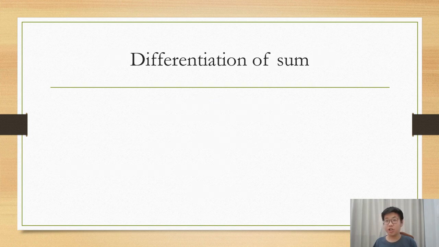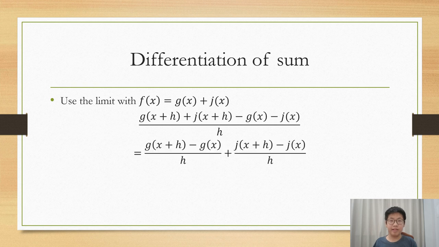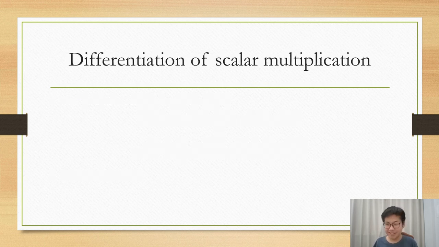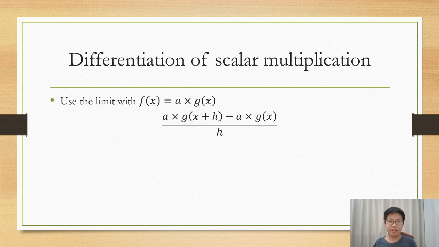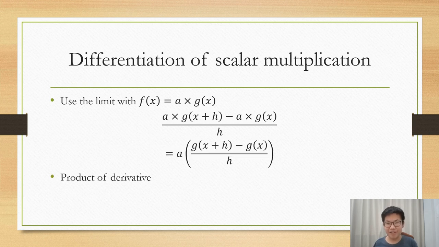How about differentiation on a sum? Use the limit with these. Now, look at this, and then it splits nicely into two derivatives. That's the sum of the derivatives. Ain't it nice? How about a scalar multiplication? a times x to the power of n. Then we do the same procedures and we realize it's a times the derivative.